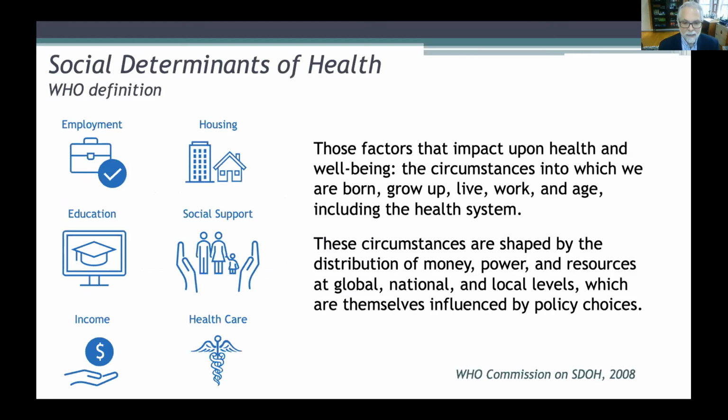Next slide, thank you. I'm going to focus on social determinants of health. This is a summary of the WHO definition. Social determinants focus on understanding how the circumstances in which a person lives and works shape their health outcomes. They're defined by WHO as those factors that impact upon health and well-being, circumstances of their lives, including the health system. And remember that these circumstances are shaped by the distribution of resources, including money and power, at all sorts of levels, global, national, local, which are, of course, themselves influenced by politics and other elements.